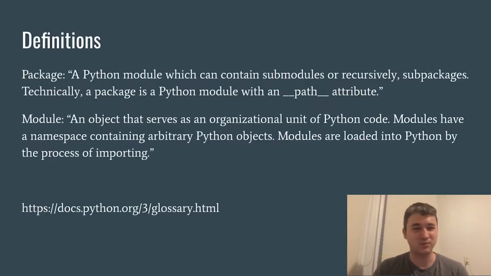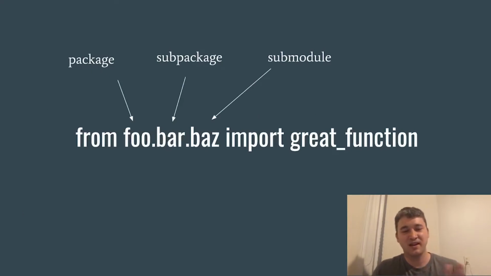And this leads to the question, what is a module? And a module has a namespace that can refer to other Python objects. And modules are what are loaded when you import. And to illustrate this with an actual example, if you had this statement from foo.bar.baz import great function, foo in this case would be the package. You can access into that package using this dot notation to access a sub package, and then another dot leads you to a submodule where you can get your function.